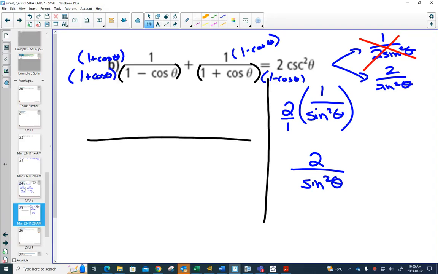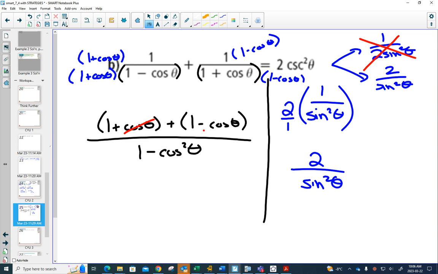Then I would have a common denominator. And that common denominator is two conjugates. And when you multiply two conjugates together, you get a difference of squares. So the bottom will become 1 minus cos squared theta. The top, I'm adding them together. I'll have 1 plus cos theta plus 1 minus cos theta. I can write that out. 1 plus cos theta plus 1 minus cos theta.